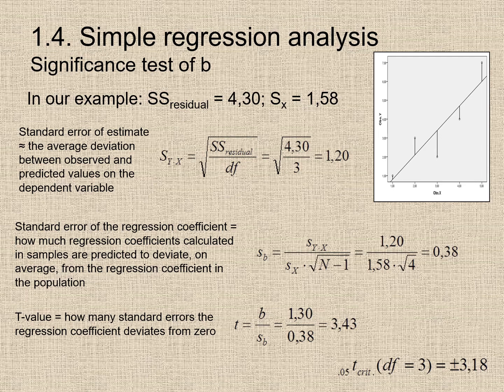How many standard errors did our regression coefficient deviate from 0? 3.4 standard errors. So what is the probability of getting a deviation this large if the population regression coefficient actually would be 0? We can't say exactly, but we can say it's less than 5%. The probability of getting this, if the null hypothesis is true, is less than 5%.